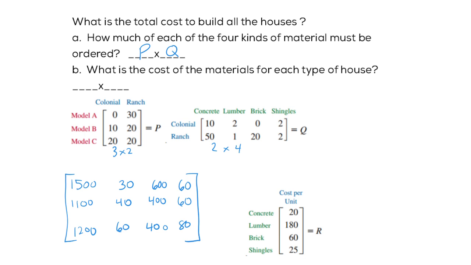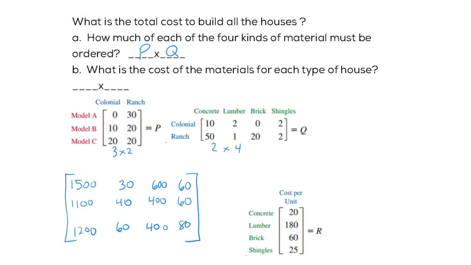Next, part B says, what is the cost of the materials for each type of house? Now you're going to start dealing with this cost matrix. And if you think about what we figured out, this number right here came from Model A concrete. This number is Model B concrete. This is Model C concrete. So this is all concrete. This is lumber, brick, shingles.